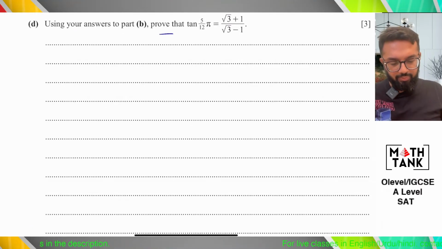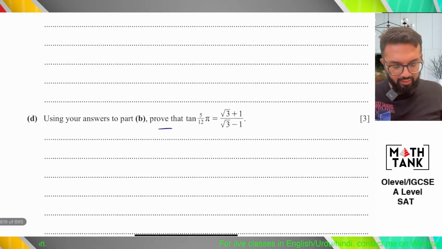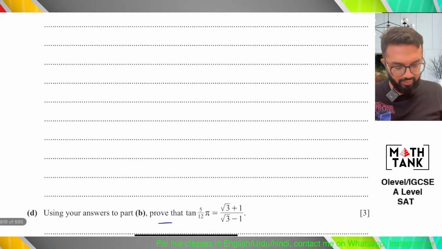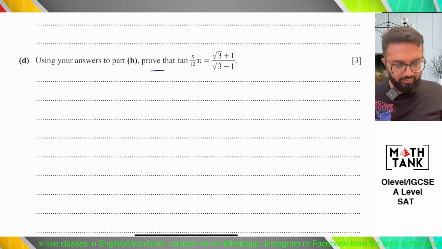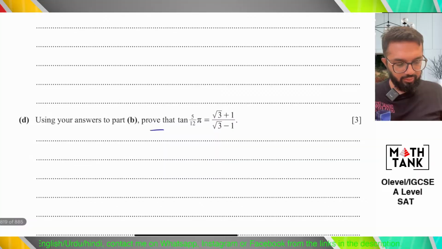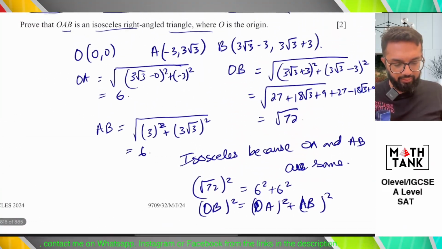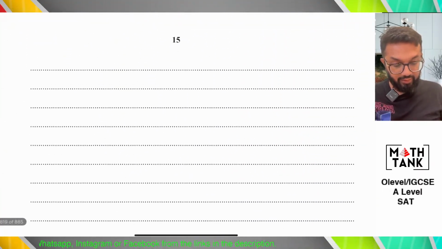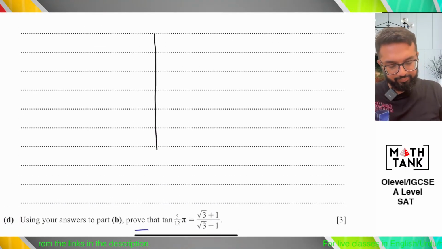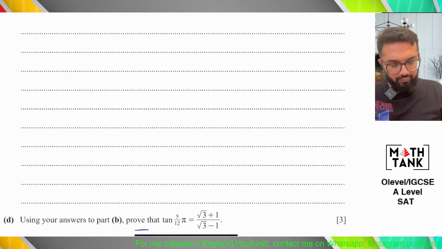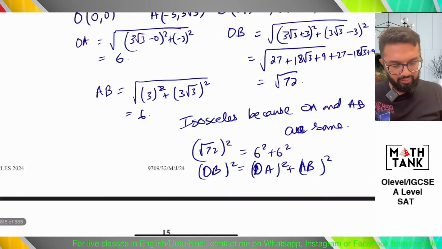Use your answer to part B to prove that tan of 5 pi over 12 is equal to root 3 plus 1 over root 3 minus 1. Okay, so my diagram doesn't have all of that. So in this case, I'm going to have to draw the diagram. In fact, just say this.